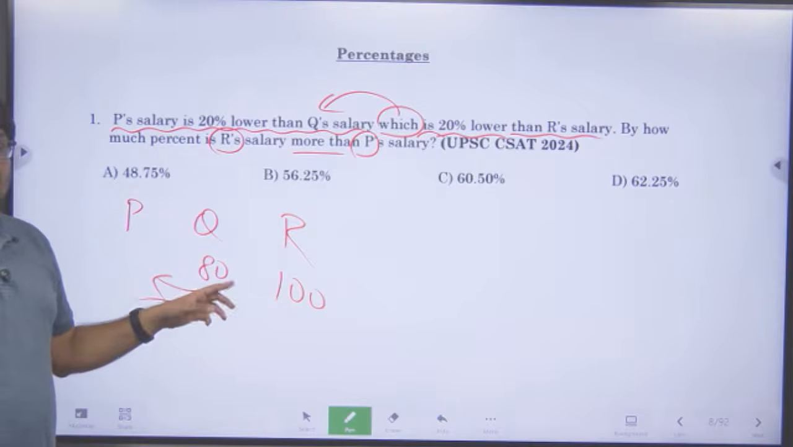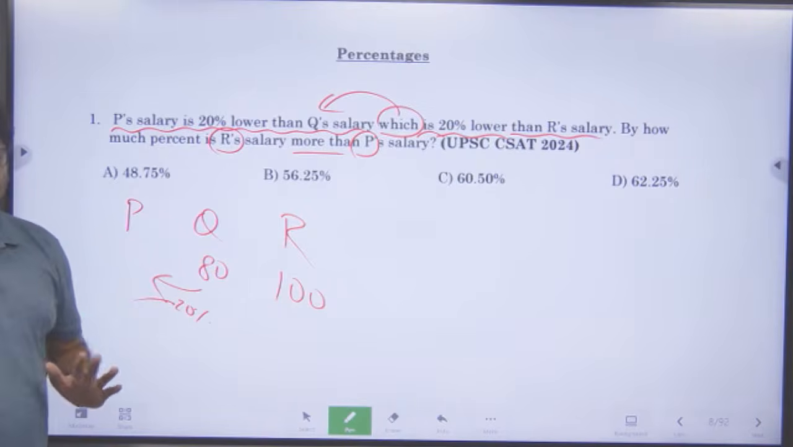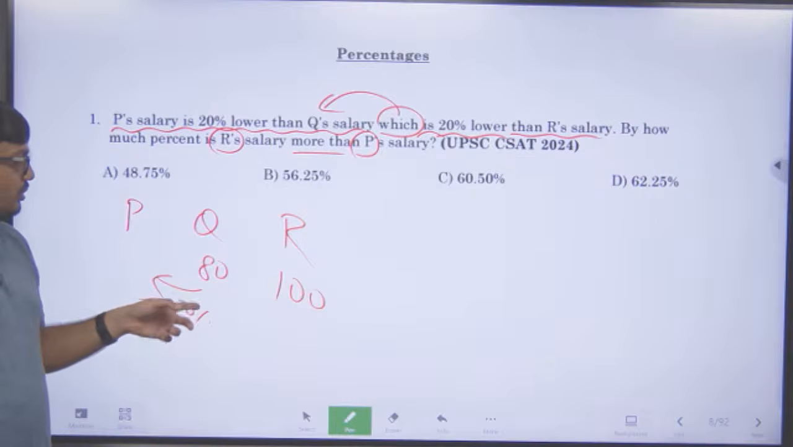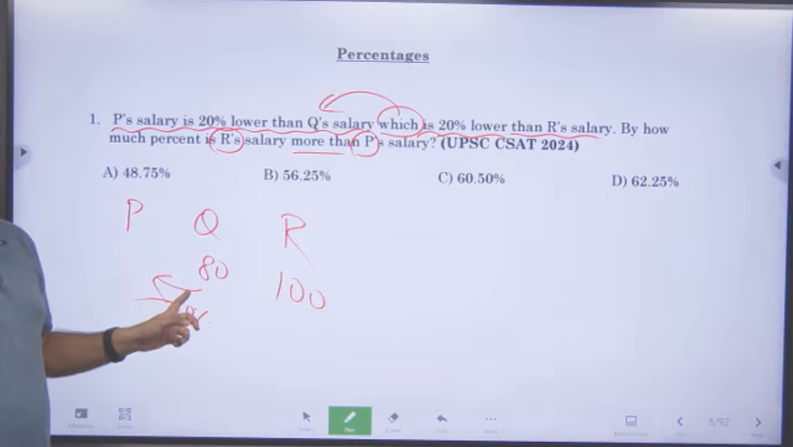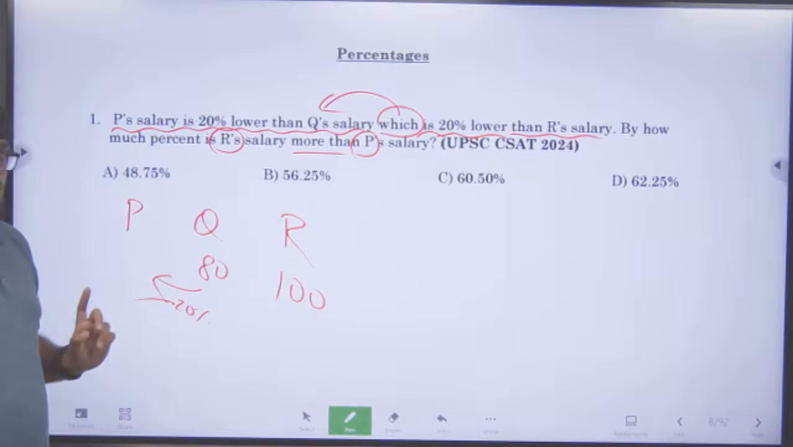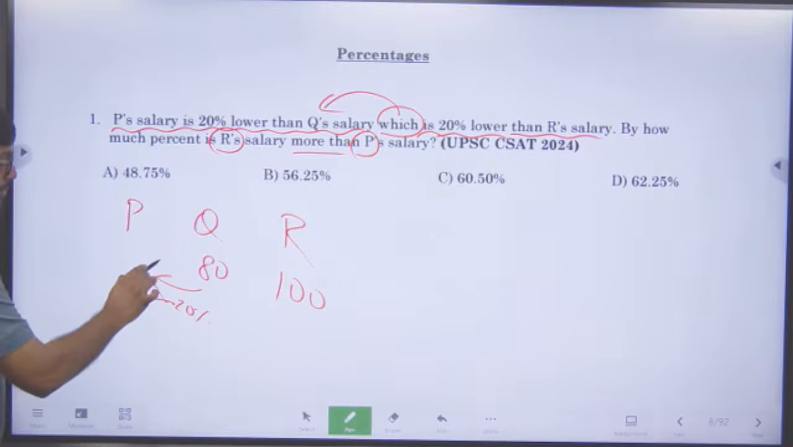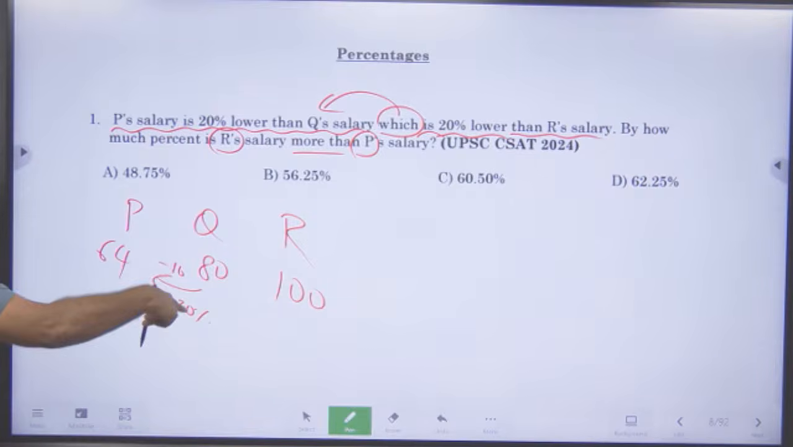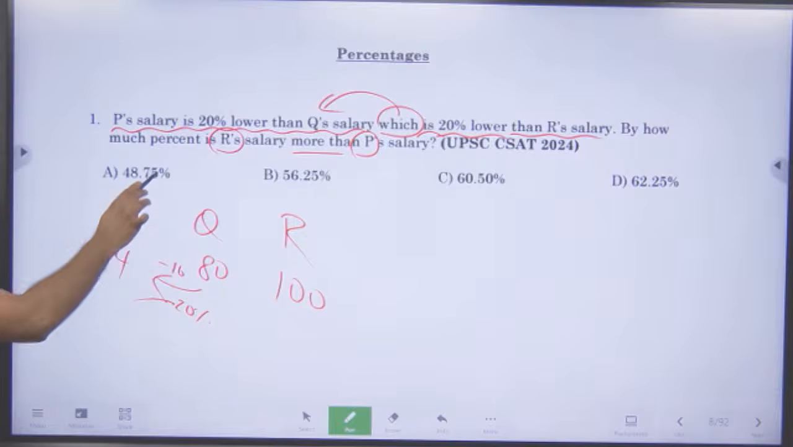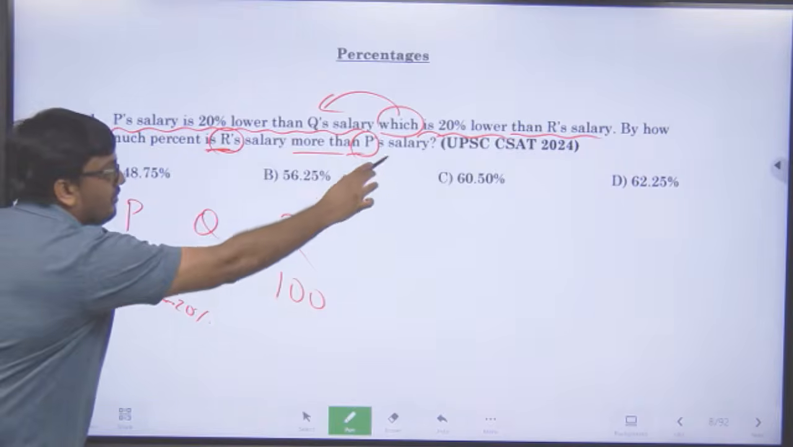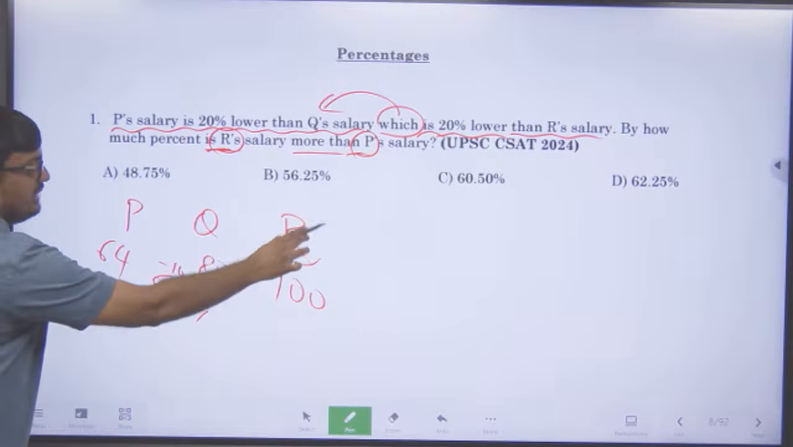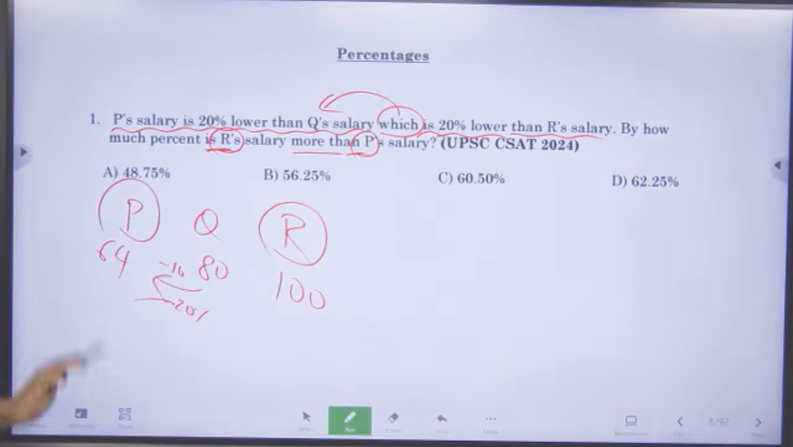Always, if they give any percentage, take 10% as the base or 50%. So for 80, what is 10%? 8. What is 20%? 16. Subtract 16. 80 minus 16, that is 64. 64 you should write, not 80 minus 20, 60. Then they are speaking just about R and P. So R's salary is 100, P's salary is 64.